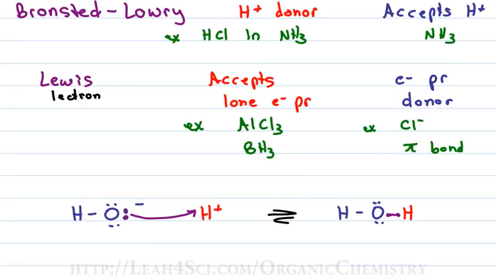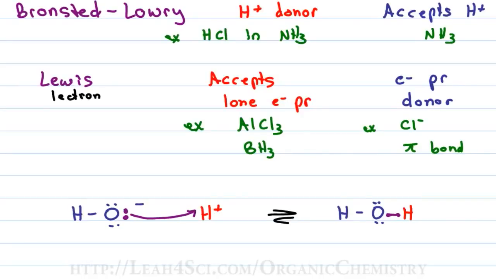The Bronsted-Lowry definition tells me that I have an H plus donor and an H plus acceptor. Well, guess what? When OH minus attacks the H plus, it's accepting the proton, and the Cl minus that gave up that H plus donated a proton. So it falls under the Bronsted-Lowry category as well.